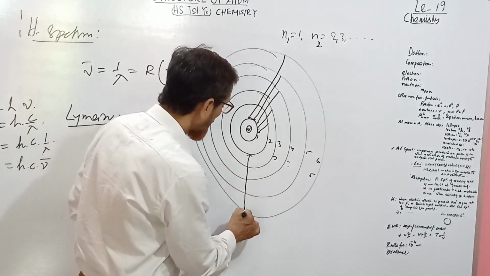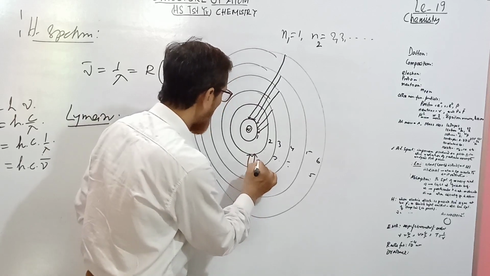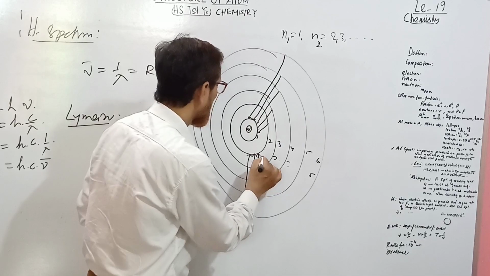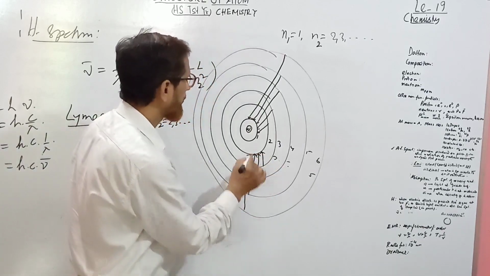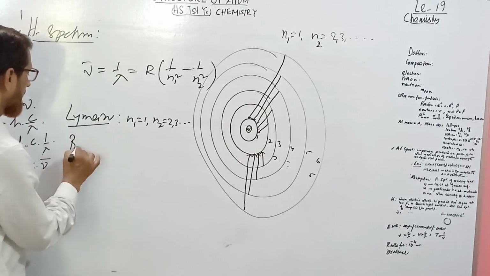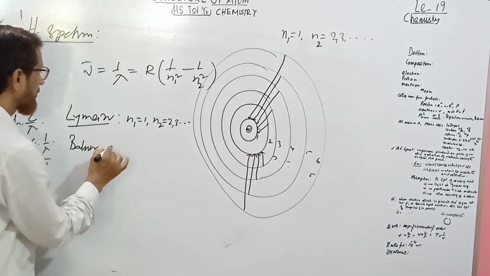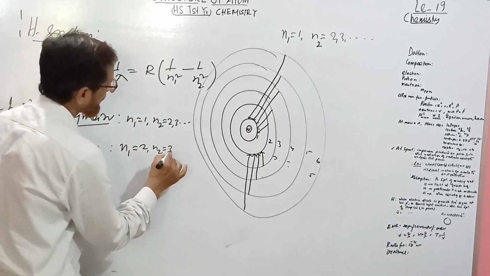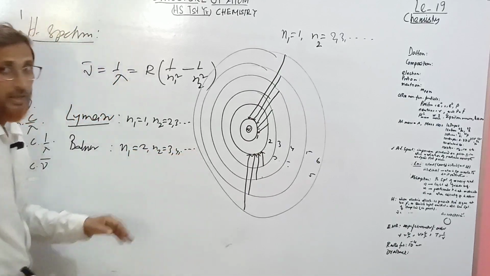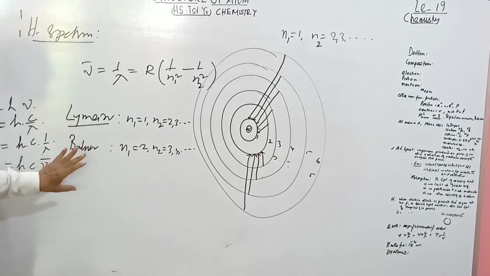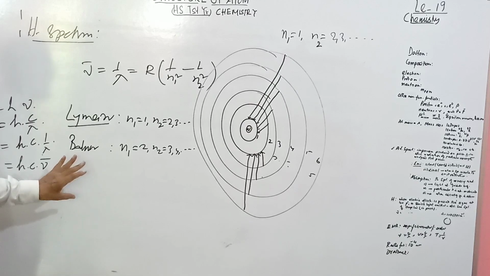to 2, from 6 to 2, 5 to 2, 4 to 2, 3 to 2. And this type is the Balmer series, where n1 is equal to 2 and n2 is 3, 4, 5, 6. Likewise, I am not showing all: Lyman, Balmer, Paschen, Brackett, Pfund.